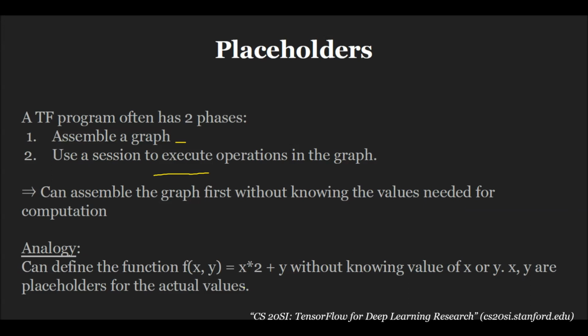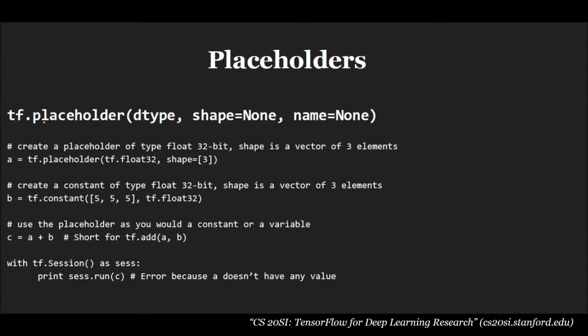Consider this analogy given in this lecture. Consider a function f(x, y) equal to x times 2 plus y. This is the function being computed, but we don't know the values of x and y. So x and y are the placeholders where we are going to feed the actual values. It can be defined using tf.placeholder. We have to define the data type and the shape, and you can give the name also. We can give the values later.